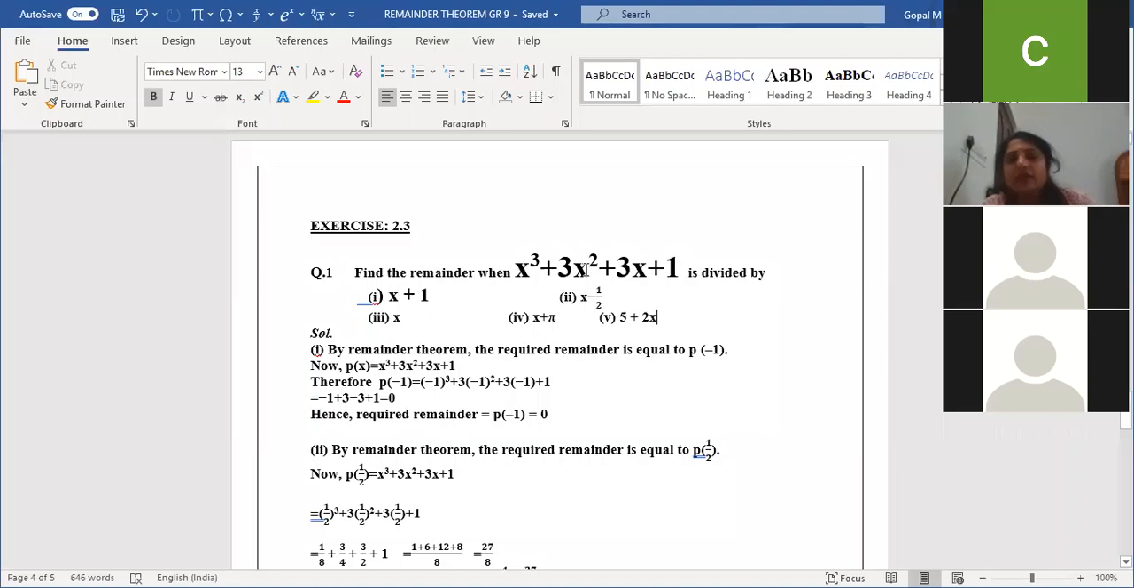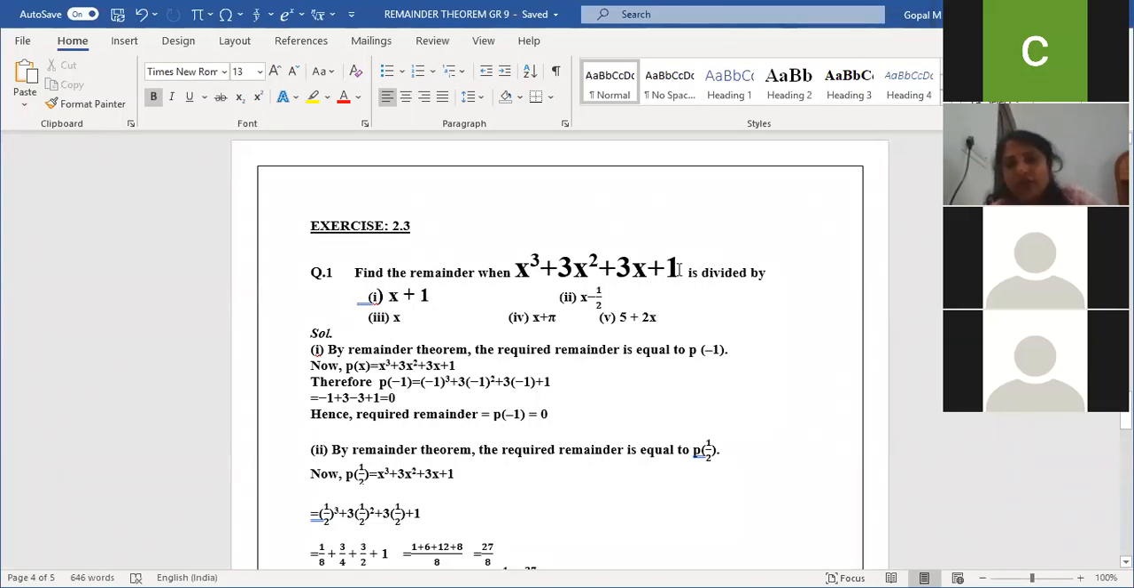What is -1 whole square? The power is even, we'll get +1. 1 times 3 is 3. Then -1 into 3 is -3, then this +1. Am I clear? I just substituted that -1 in this polynomial. I got -1 +1 is 0, +3 -3 is 0. So hence the required remainder is 0. If you want to check, from x plus 1, if you divide this polynomial, you will get remainder 0. Am I clear? Yes, ma'am.